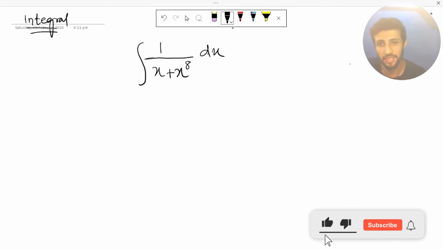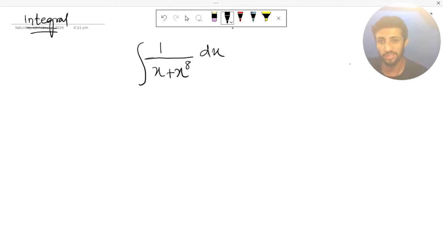Today we are going to solve the integral of 1 divided by (x plus x^8) dx. As we look at this expression, you can see that this is a rational expression, and one thing in my mind is that we can convert this into partial fractions and then try to find the integral.